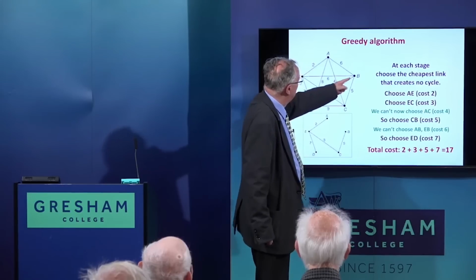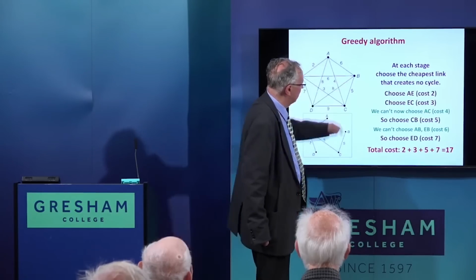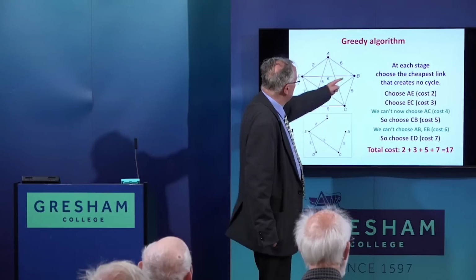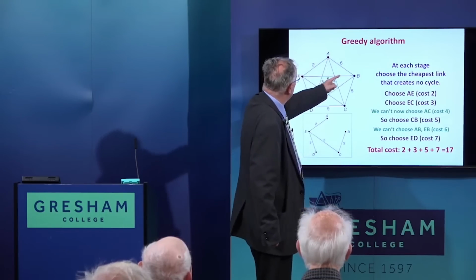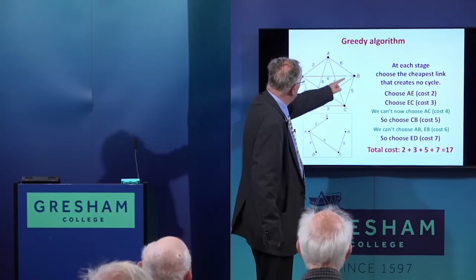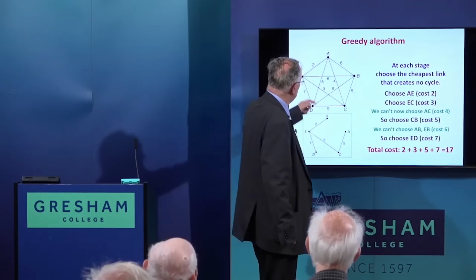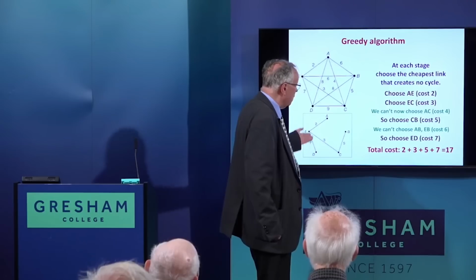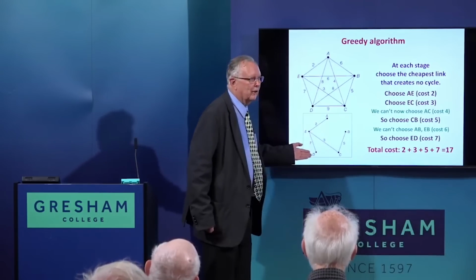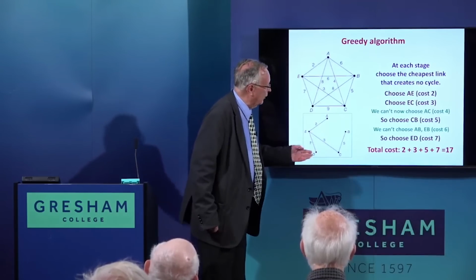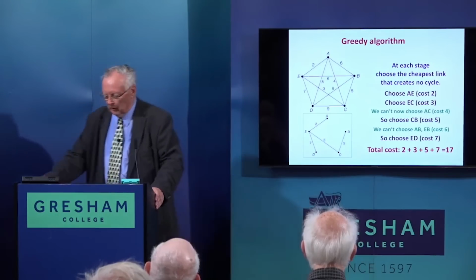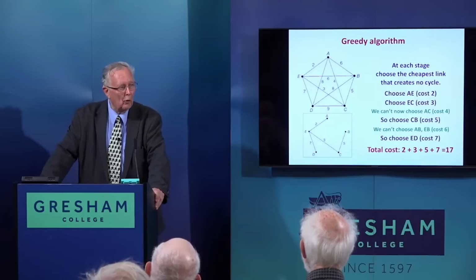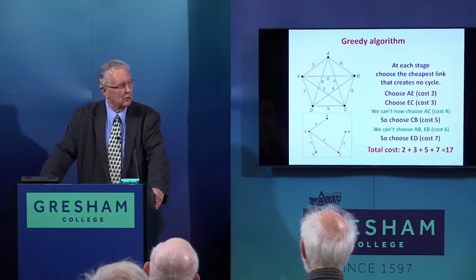That's this 5. Okay, so I've got this one, and this one. I can't now choose this one, which is 6, because that gives me a cycle. And I can't choose this one, which is 6, because that gives me this cycle. So I've got to choose the 7. So I've got this. Oh, and I've finished. So I've stopped. And that has total cost 17, which is better than any of the ones I had before. And the remarkable thing about the greedy algorithm is it always produces a tree with minimum possible cost.